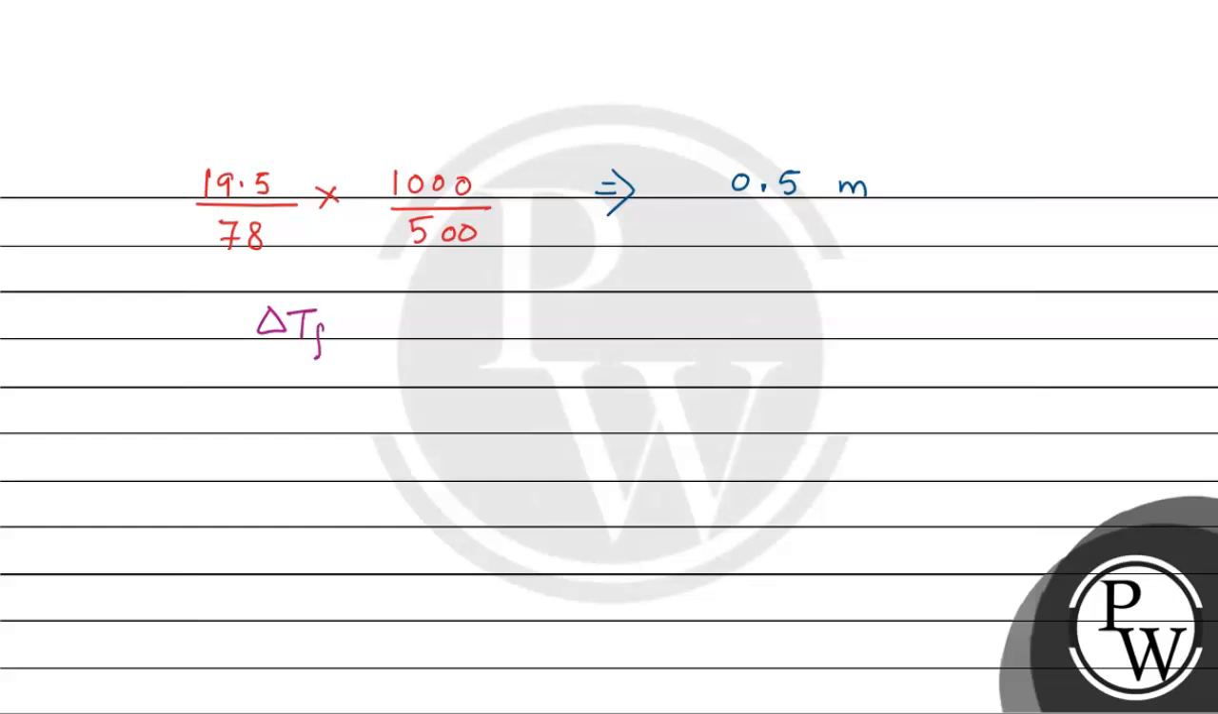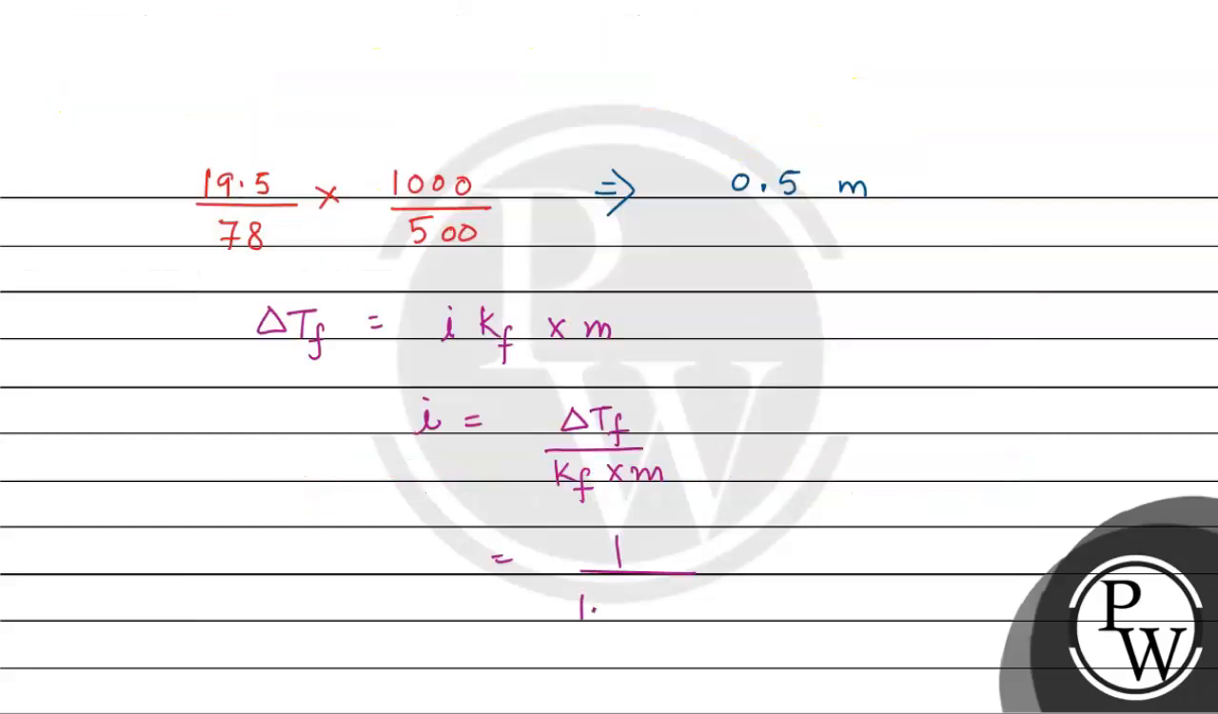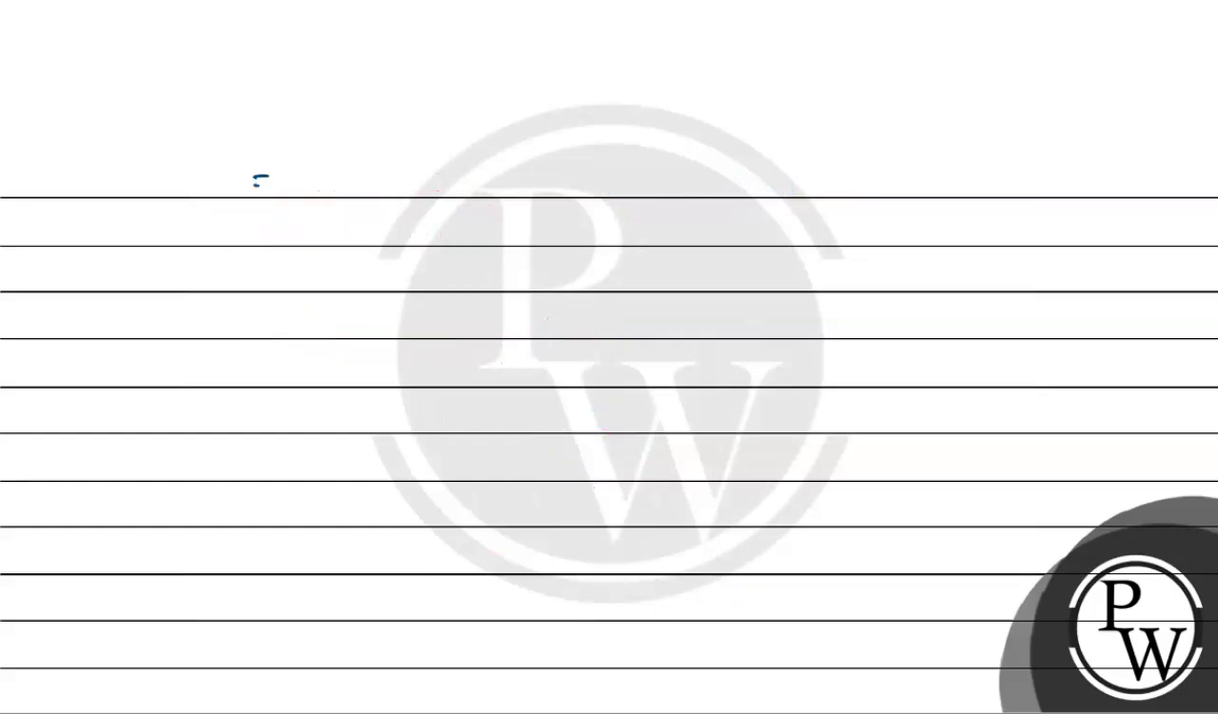So for calculation of depression in freezing point, which is equal to i into Kf into molality. So i becomes delta Tf, which is given as 1, upon Kf into m, which is 1 upon Kf, Kf of water is 1.86, into molality, we calculated 0.5. This comes out to be 1.0753. So i is equal to 1.0753.